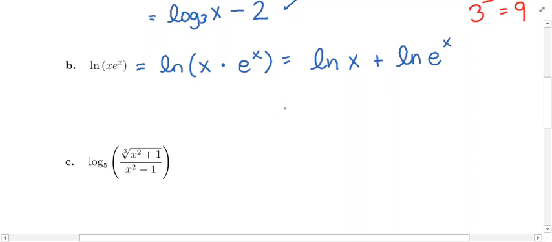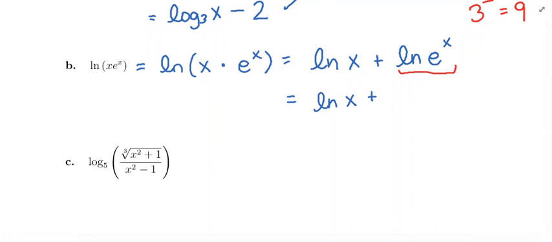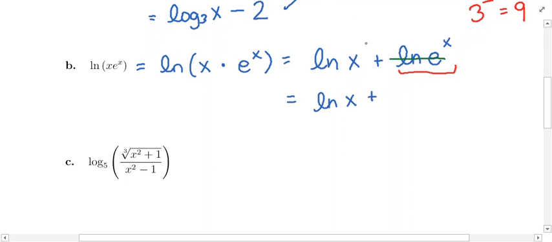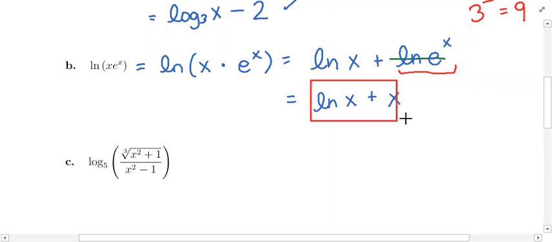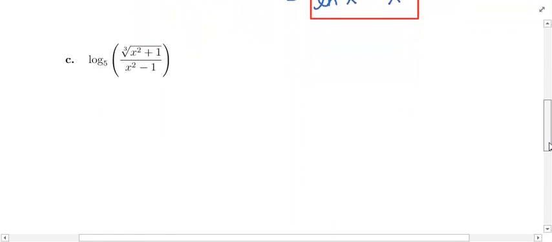Can you go any further? Definitely. You can't do anything with natural log of x, but we have learned that if natural log and e are side by side, they will cancel out, and so the x will come down. So this is your final answer. I'll go ahead and box that for you. All right, moving on. Let's take a look at part C.